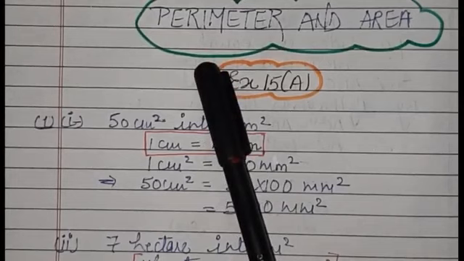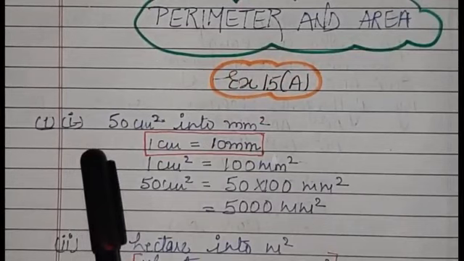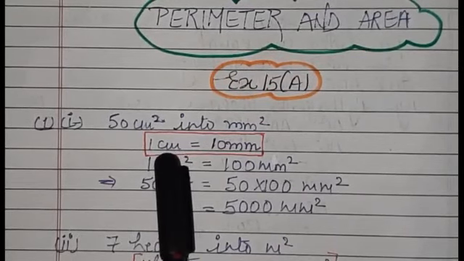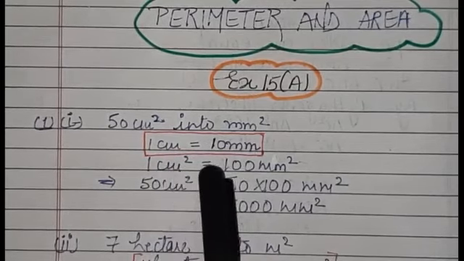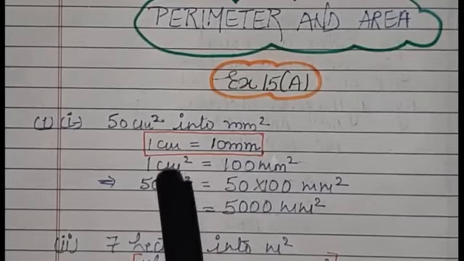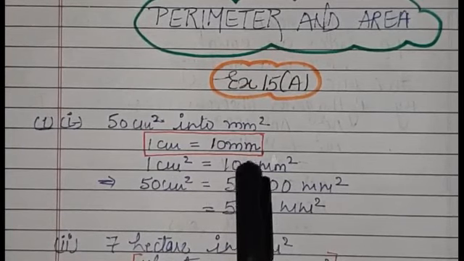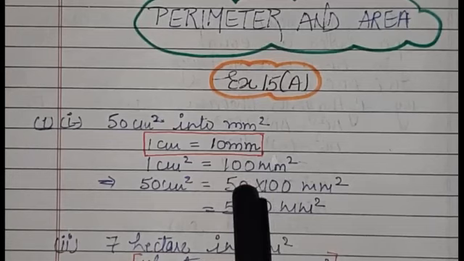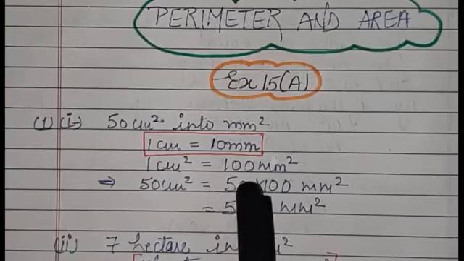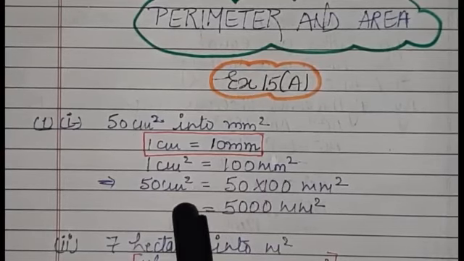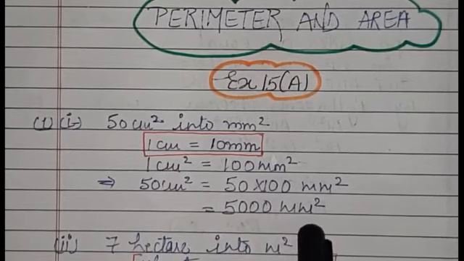Now come to chapter 15, perimeter and area, exercise 15A, first numerical, first part. In this, we have to convert 50 centimeter square into millimeter square. We know that 1 centimeter is equal to 10 millimeter. So what about 1 centimeter square? It will be 10 into 10 millimeter into millimeter, so you can write 100 millimeter square. Right? 1 centimeter square is equal to 100 millimeter square. Then 50 centimeter square is equal to 50 into 100, 5000 millimeter square.